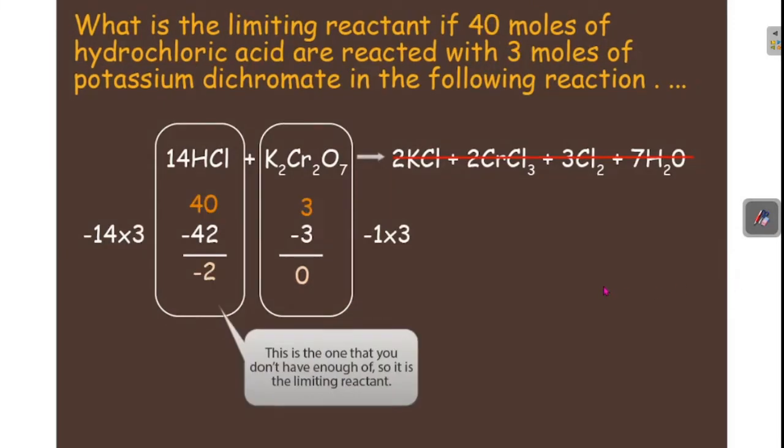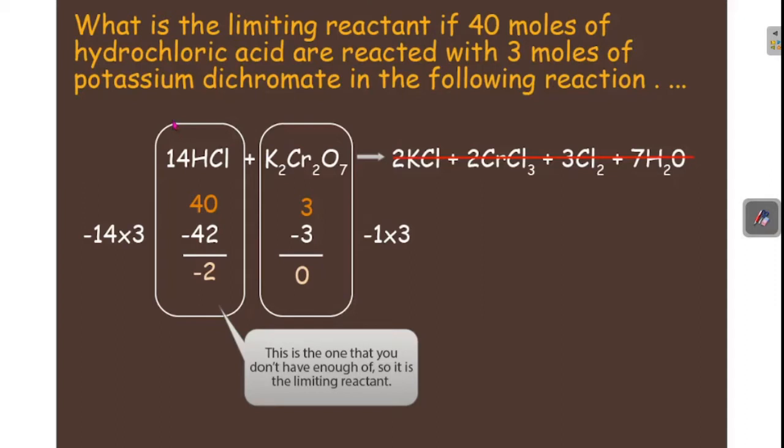Okay, let's look at this one for a second. It says, what is the limiting reactant now if you have 40 moles of the hydrochloric acid and 3 moles here of potassium dichromate? Okay, let's look at this for a second. For each one, you need 14 of these. So you have 3 times 14, which is 42. You need 42 for all 3 to be able to be used. That means that you still needed 2 more to be able to use all 3.